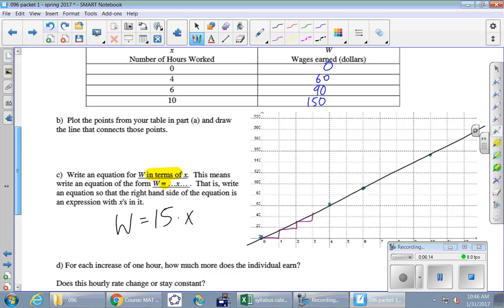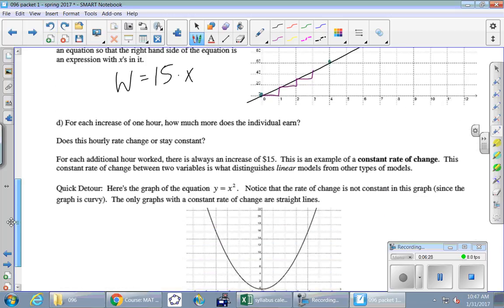Yes? Every time you run 1 to the right, you have to rise 15. That is the slope. We'll talk about slope plenty in this class very soon. Not today, but it's something you've seen before, I think. And the fact that that stays constant is kind of the defining characteristic of a line. The fact that it's always $15 an hour is what makes it something that is straight.